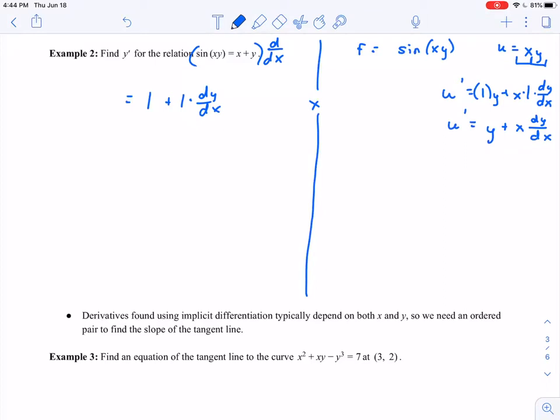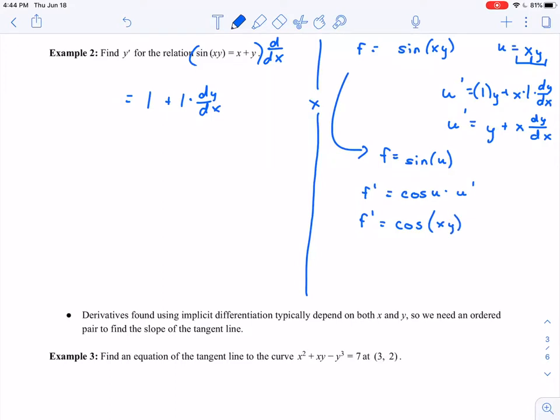So, okay, I'm done with the product rule. Still got to finish up my chain rule here. Let's rewrite this using u. f is equal to sine of u. So f prime is equal to the derivative of sine, that's going to be cosine of u times u prime. So f prime is equal to cosine of u, where u we said was xy, times u prime, which is y plus x dy over dx.